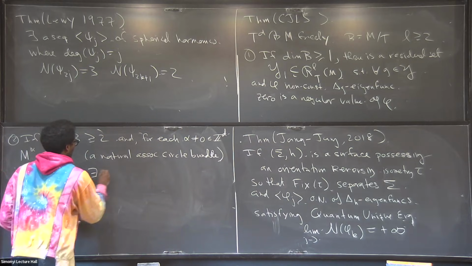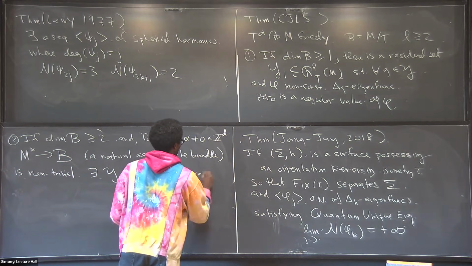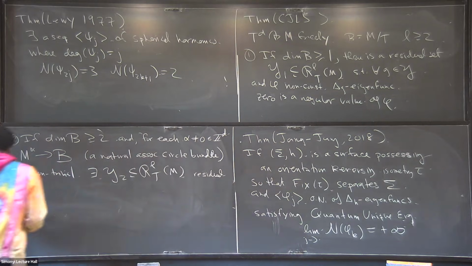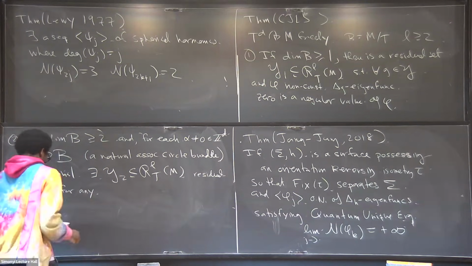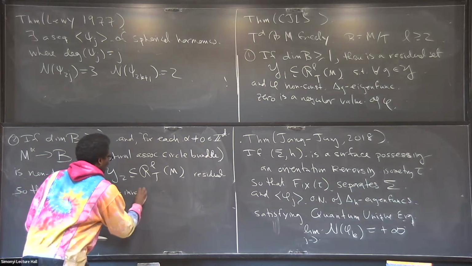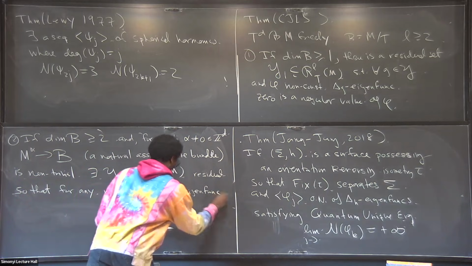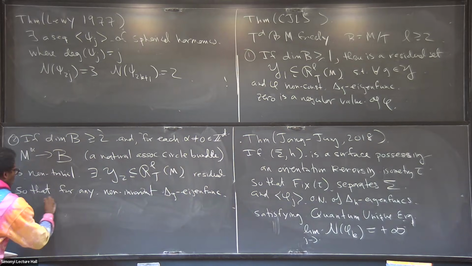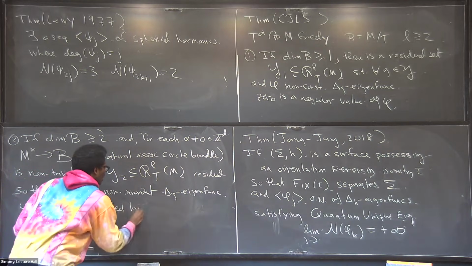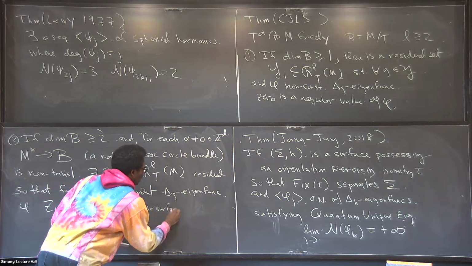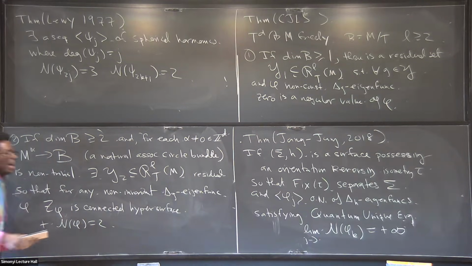And there exists a residual set in here, so that for any non-invariant eigenfunction phi, Z sub phi is connected and the nodal count is exactly equal to 2.